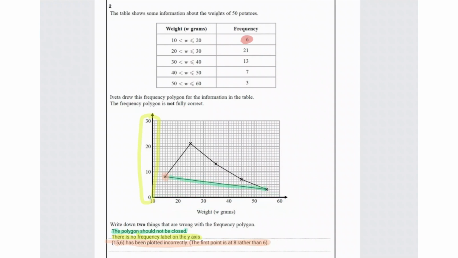So I've just added my answers there, and I've also added the fact that there is no frequency label on the y-axis. They could have written frequency there. So that was also an acceptable answer. So there were 3 things we could have said. Any two from those three would give you the 2 marks needed.